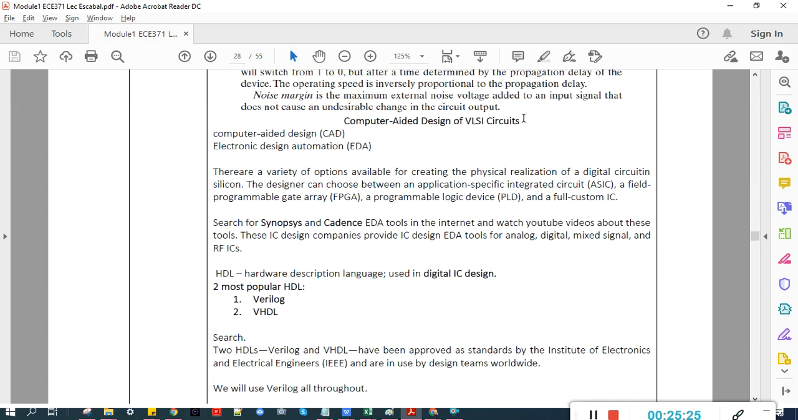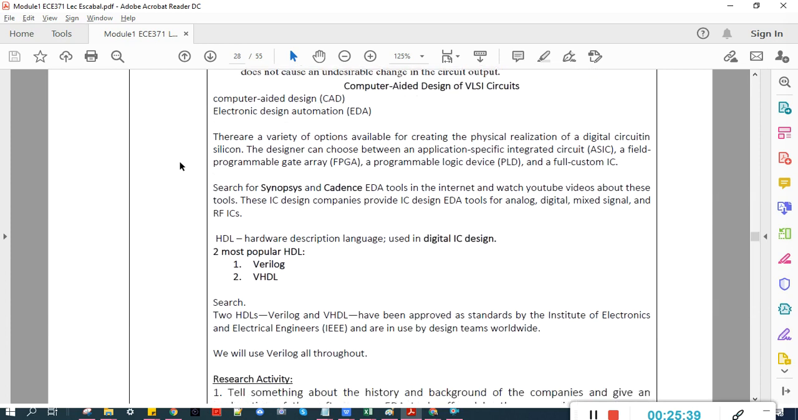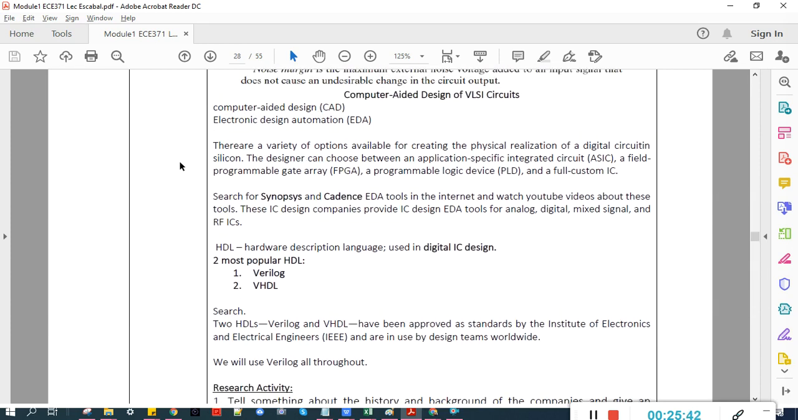Computer-aided design of VLSI circuits, or CAD. Computer-aided design is abbreviated as CAD. Then electronic design automation, that's EDA. There are a variety of options available for creating the physical realization of a digital circuit in silicon. The designer can choose between an application-specific integrated circuit, a field programmable gate array or FPGA, a programmable logic device or PLD, and a full custom IC.